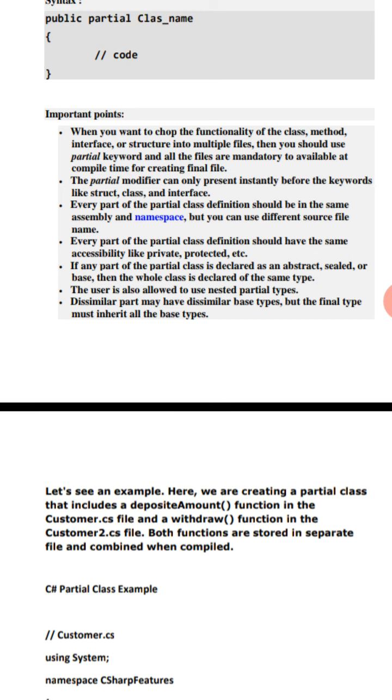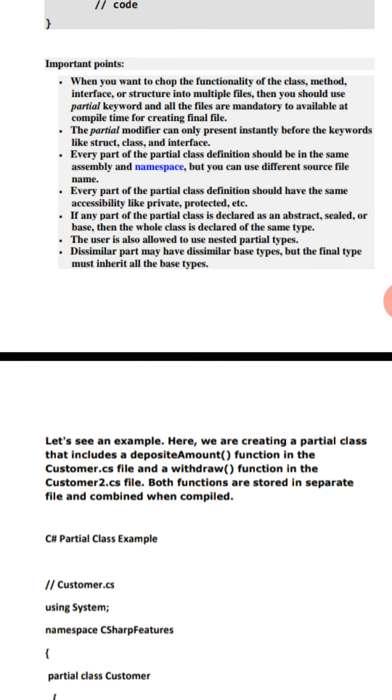If any part of the partial class is declared as abstract, sealed, or base, then the whole class is declared of the same type. The user is also allowed to use nested partial types. Different parts may have different base types, but the final type must inherit all the base types.